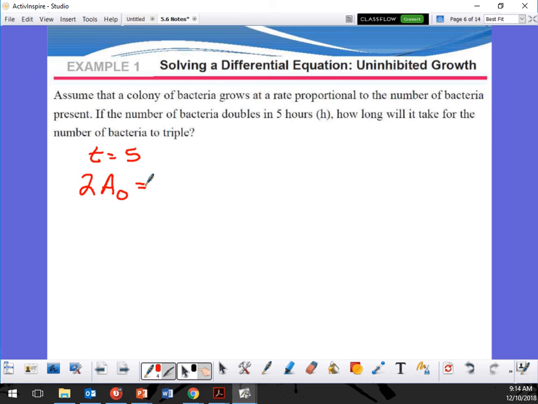How long would it take for the number of bacteria to triple? Let's go with the information that we have. So 2A sub naught is going to be A sub naught e to the k, but what's my t? 5.